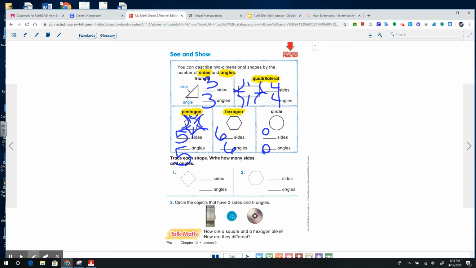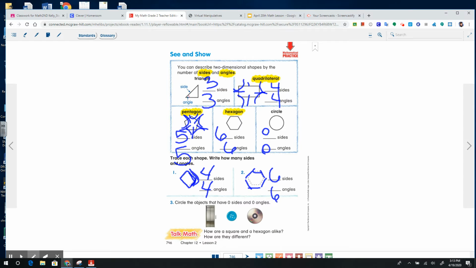It says trace each shape and write how many sides and angles. Well, again, you would just trace as best you can. Mine's going to be kind of messy because it is on computer. And we know that there are 1, 2, 3, 4 sides and 4 angles. This one, 1, 2, 3, 4, 5, 6. 6 sides, 6 angles.